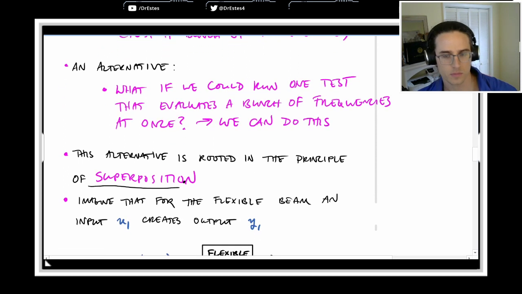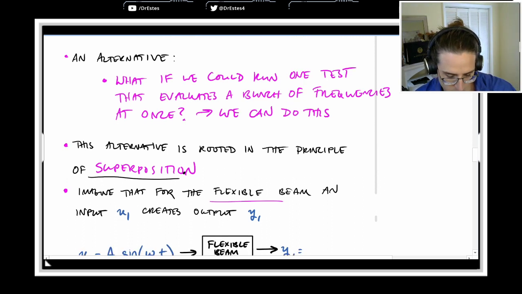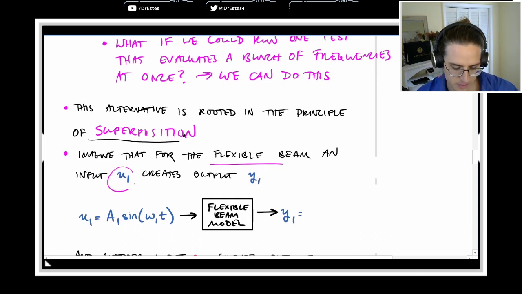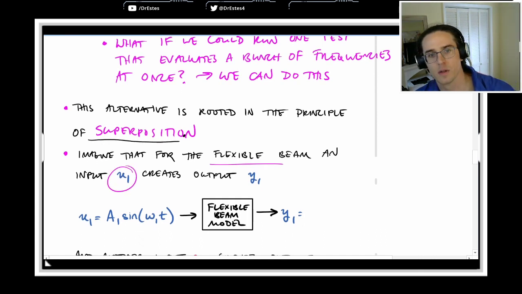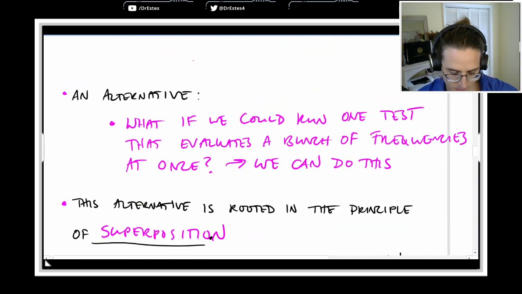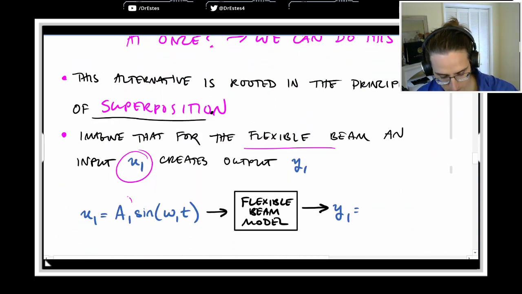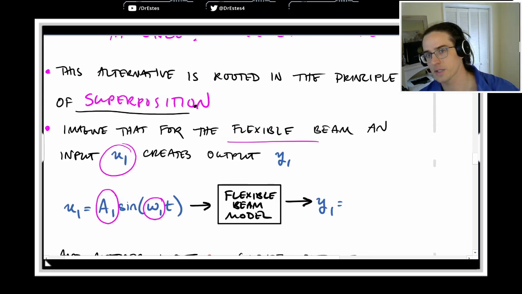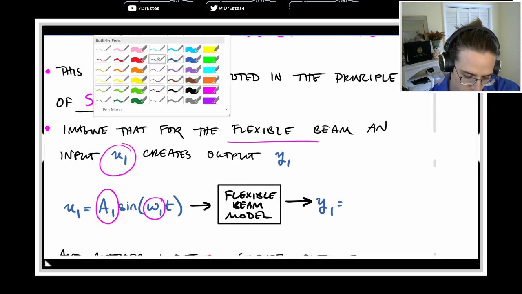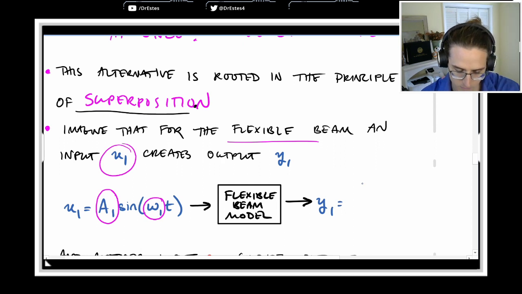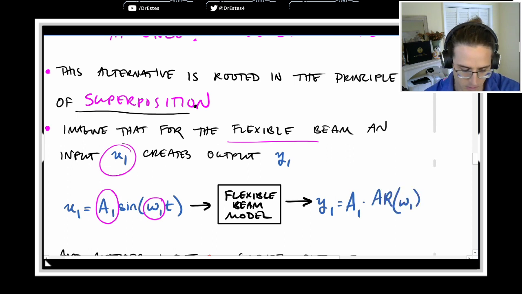Okay, so let's talk about the flexible beam. So imagine that you give some input U1. So what is U1? It's a sinusoid, and it has an amplitude A1, and the frequency of this sinusoid is omega 1. Well, we know for linear systems what the output is going to look like. So it's going to be A1 times an amplitude ratio at omega 1.